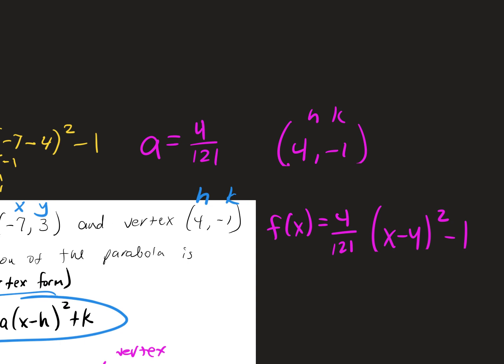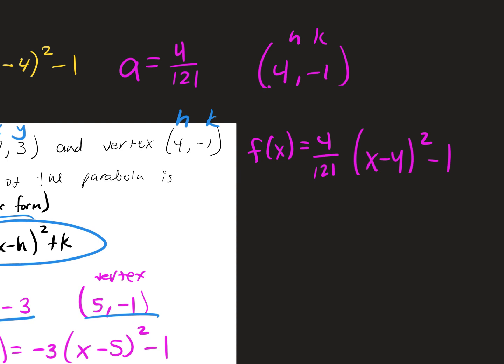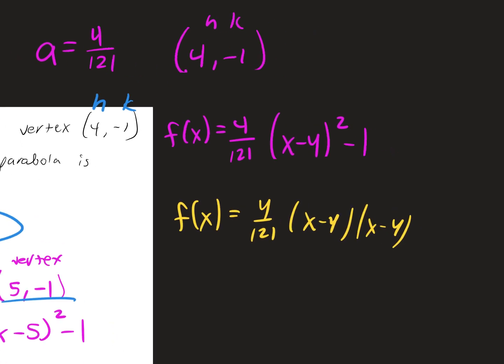If I asked you to make this into standard form algebraically, how would you do it? You would just have to figure this out. You'd have to say, okay, f of x equals 4 over 121, don't write this down, x minus 4 times x minus 4 minus 1, right? You'd FOIL, then you distribute, then you combine like terms, and you'd end up with your x squared, x, and your constant. But you don't have to do that right now. Don't worry about that.